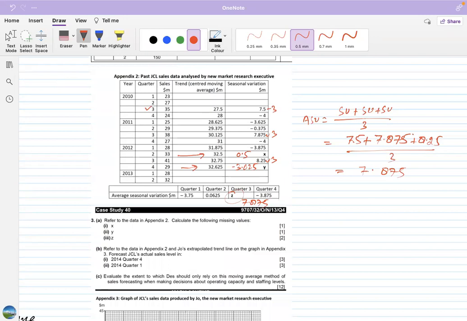Okay, with this, we calculate all the required columns usually asked. But there is another thing that can be asked from us in the examination hall, that is given in front of you. Just read the case study question number 3. The values of X, Y, Z, we have already calculated. Then there is another thing. Refer to the data in appendix 2, plot the extrapolated trend line on the graph in appendix 3 and forecast actual sales for 2013 quarter 4 and 2014 quarter 1.